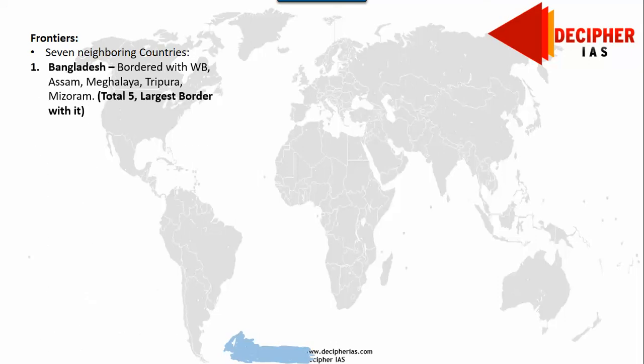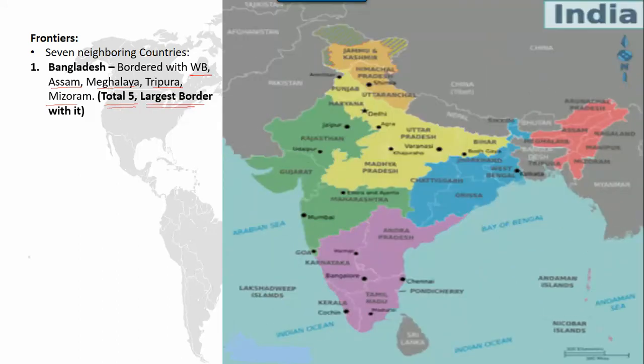Bangladesh is bordered by West Bengal, Assam, Meghalaya, Tripura, and Mizoram. Now, what I told you, total 5, and we got the largest border with it. Now, let me show you a map. Yes. See, you can see Bangladesh over there. This may look a tiny figure, but due to its zigzag character, we share the largest border with it.